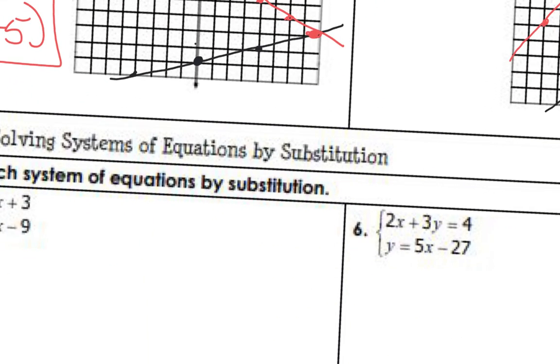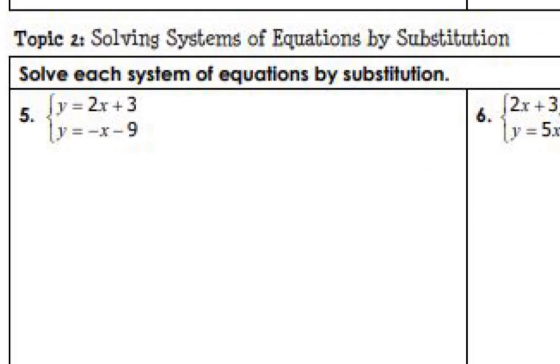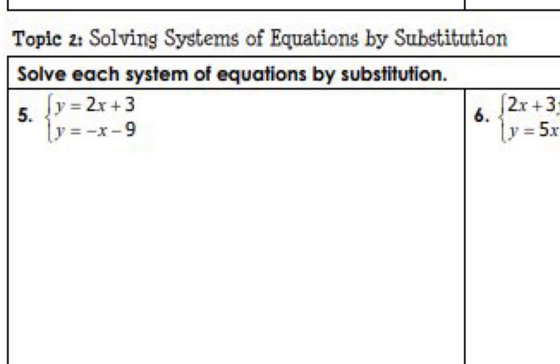All right, and number 5, it says solve each system's equation by substitution. Okay, we know that substitution, we need to get at least one of the equations with a variable by itself. So they both have the variable by itself, so we're lucky there. So this one says y equals this. So I'm going to take this and substitute this y with it.